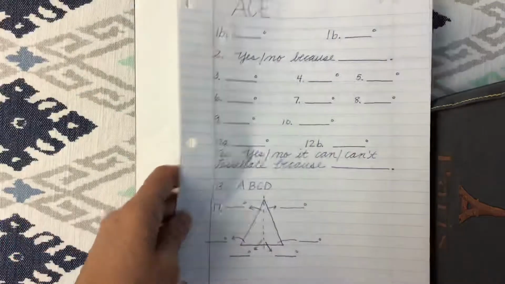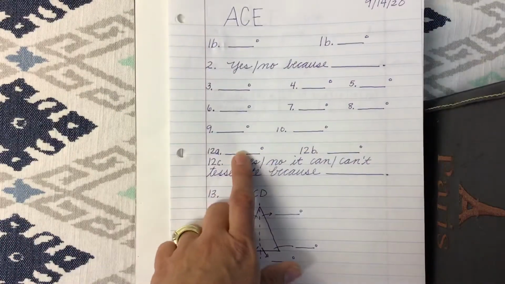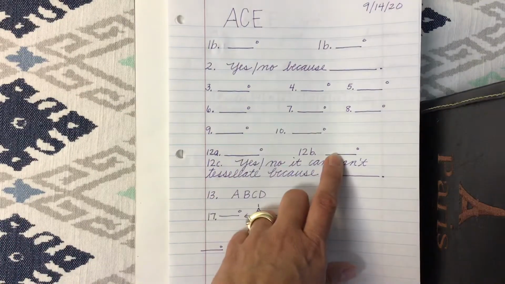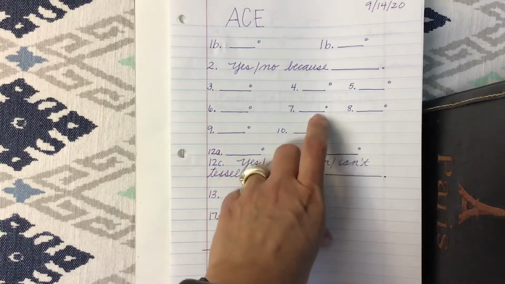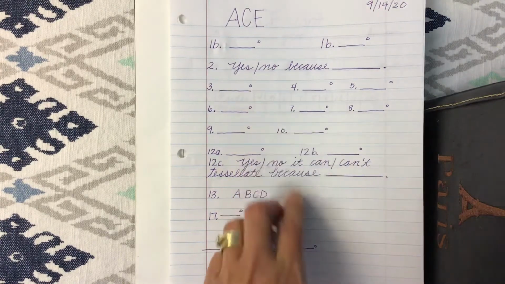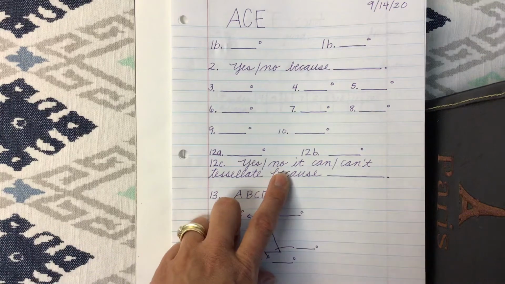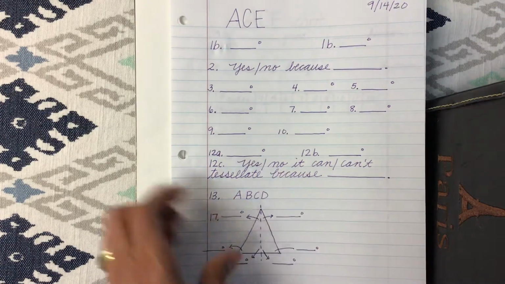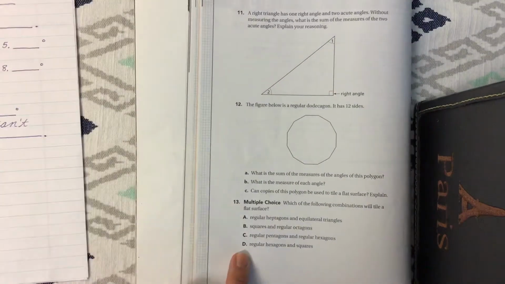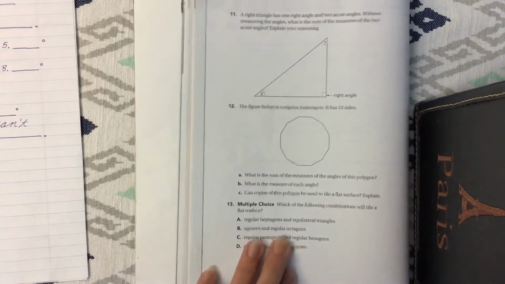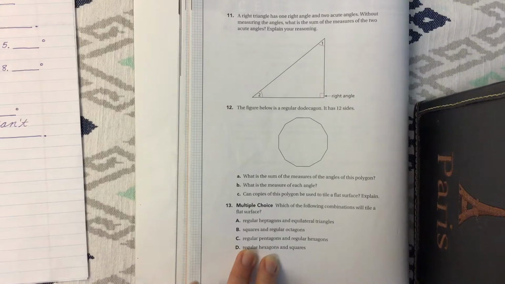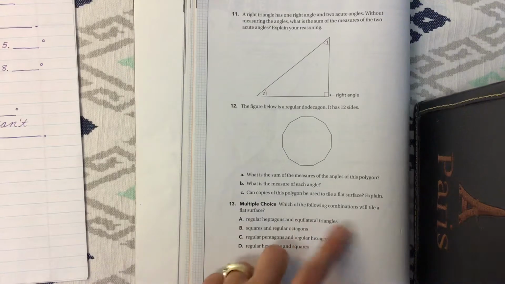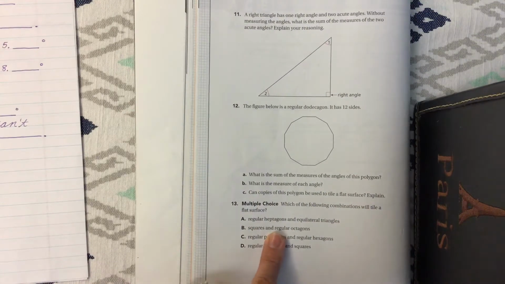So to set that up, you're going to talk about the sum of the angle measurements, a single angle in degrees. Make sure that you're always putting the degree symbol where it belongs. And then you're just going to explain yes or no, it can or cannot tessellate, and why. 13 is a multiple choice question. You just choose the one that's the best for you. And these are also about tessellation. So when it says tile a flat surface, they're talking about, will it tessellate?